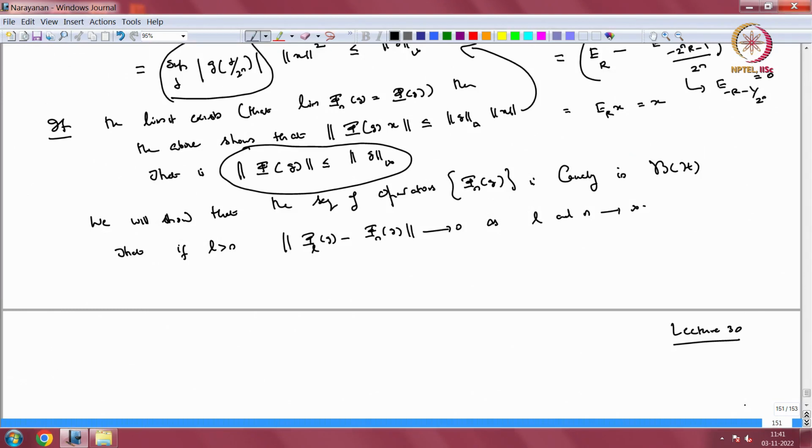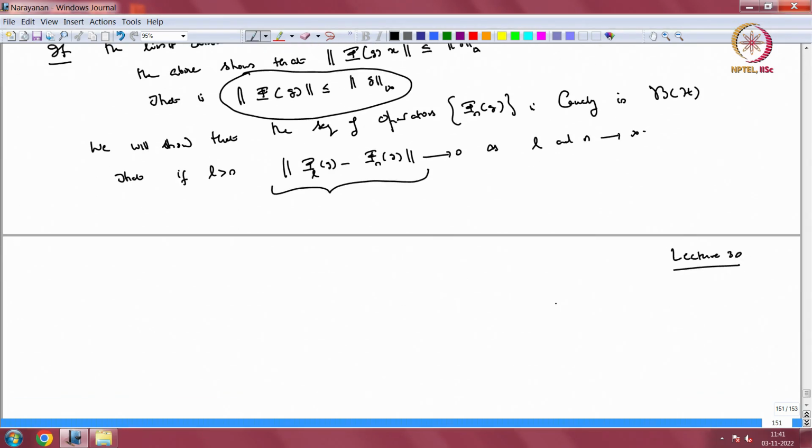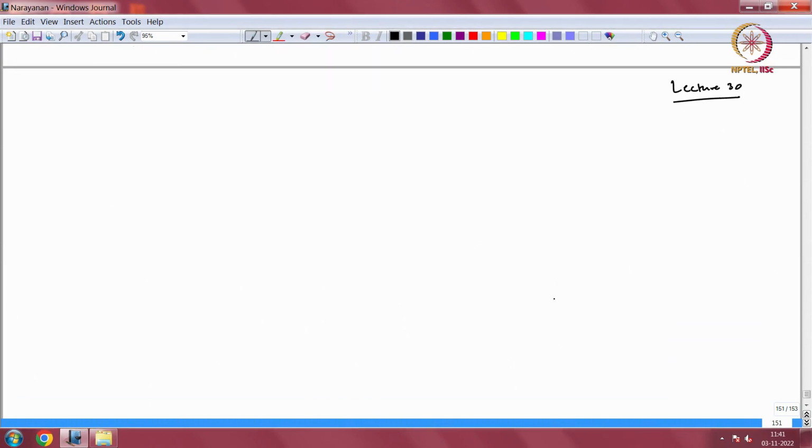So, our aim is to show that if L is greater than n, phi L g minus phi n g goes to 0 as L, n, or n goes to infinity. Okay. If n goes to infinity, L automatically goes to infinity. So, let us do that. Let L be greater than n, and we will look at phi L g minus phi n g. Okay. So, then phi L of g minus phi n of g.